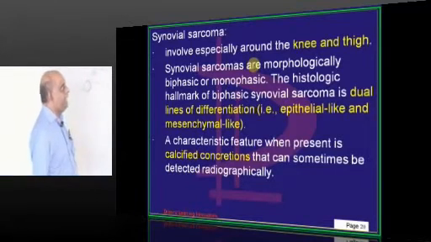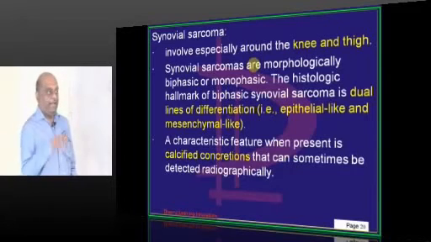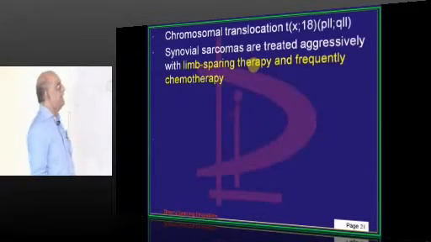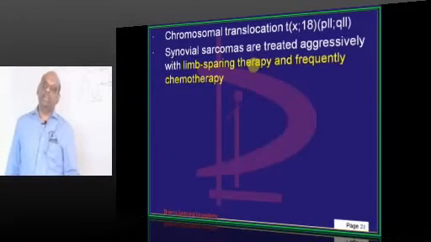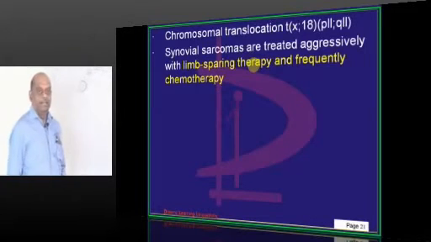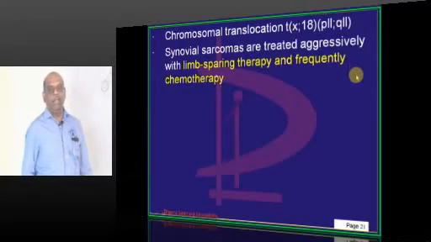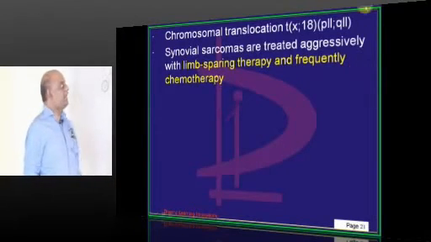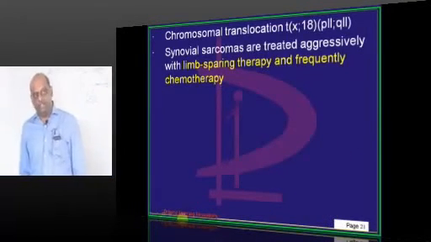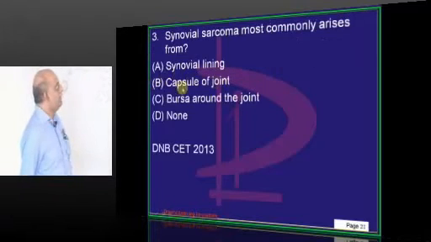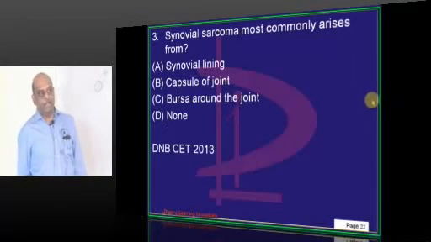It occurs in the knee and the thigh. Dual lines of differentiation, classical. You find calcified concretions inside it, and it also has a chromosomal translocation between X and 18. And what is the treatment? It needs to be treated aggressively. So that's the reason limb sparing therapy along with chemotherapy, it is chemosensitive, can very much be used in the management of synovial sarcoma.